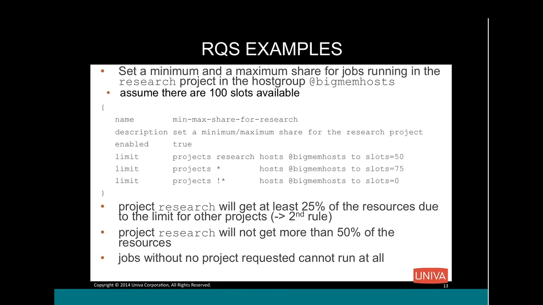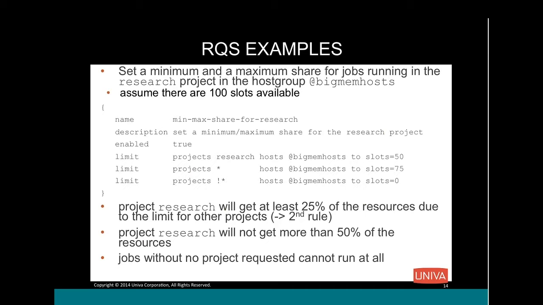Now, as you can imagine, you can get quite complicated with these RQS examples. In some of our customers, they do have multiple resource quota sets with multiple rules within each quota set. So you could end up in a situation with one like this. You're trying to set a minimum and a maximum share for jobs running in the research project in the host group big mem hosts, and assuming in this case there are 100 slots available.